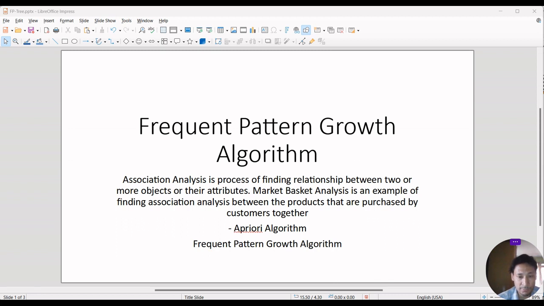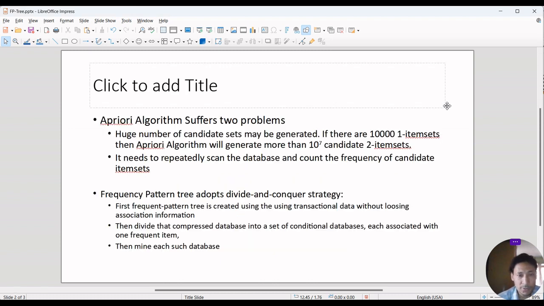Apriori algorithm and frequent pattern growth are two algorithms to find association between the objects. Apriori algorithm suffers from two problems. In case of the Apriori algorithm, a huge number of candidate sets may be generated. If there are 10,000 one item sets, then Apriori algorithm will generate more than 10 to power 7 candidate item sets. That means a huge amount of candidate item sets are generated and a huge amount of memory space will be required to store those item sets.